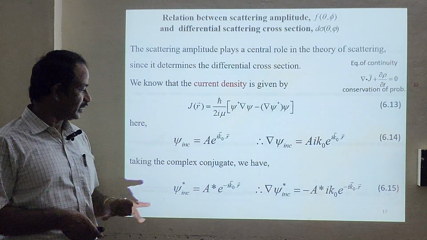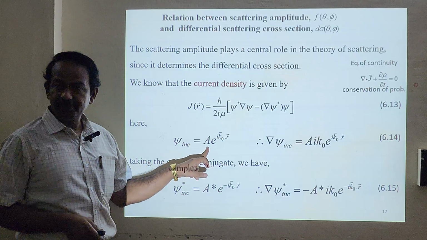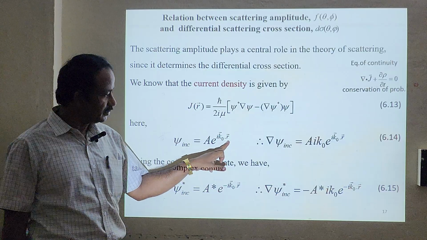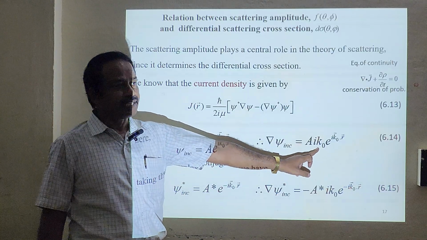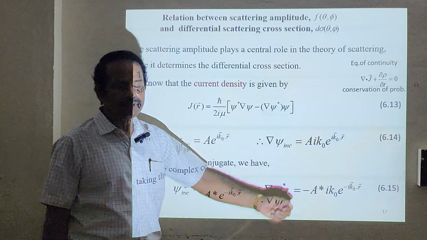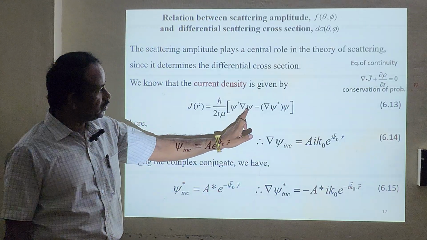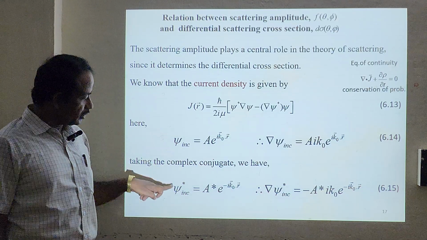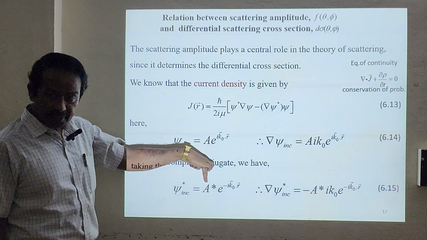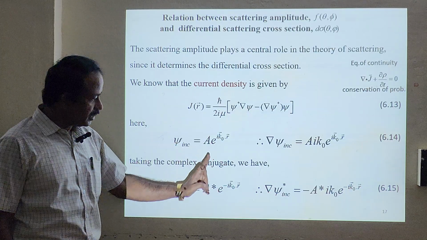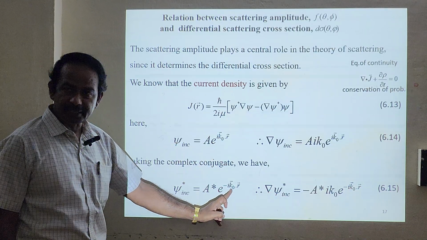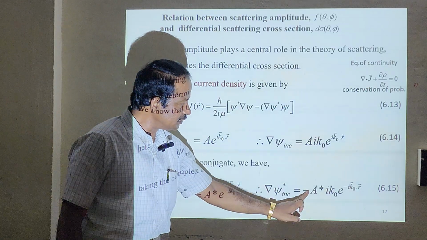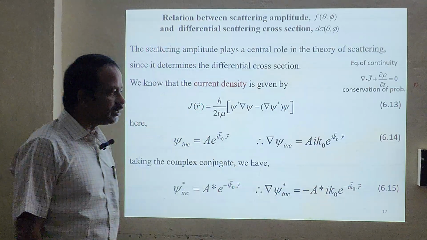So your psi incident will be a e power i k naught r. Differentiating with respect to r, when you differentiate, that will give you i k naught, so a i k naught e power i k naught r. Now take the complex conjugate. Your a will be a star, and e power minus i k naught r. Taking the complex conjugate of del psi gives minus a star i k naught e power minus i k naught r.